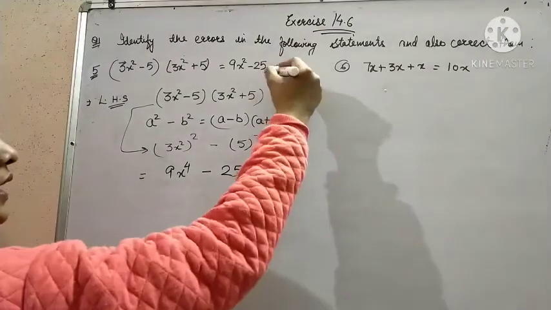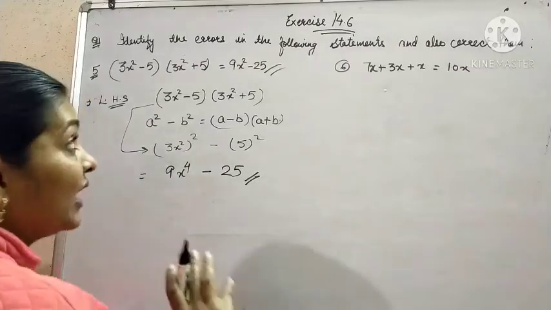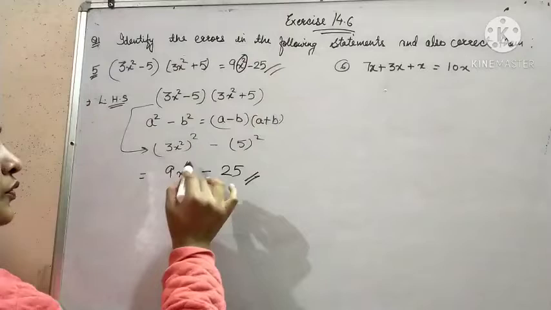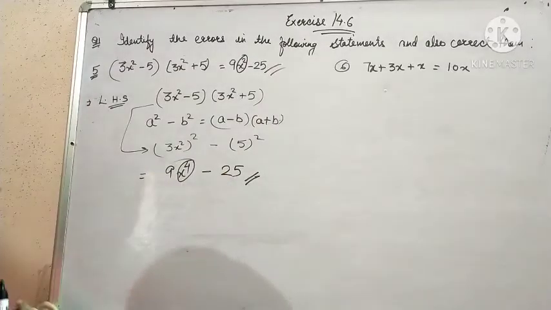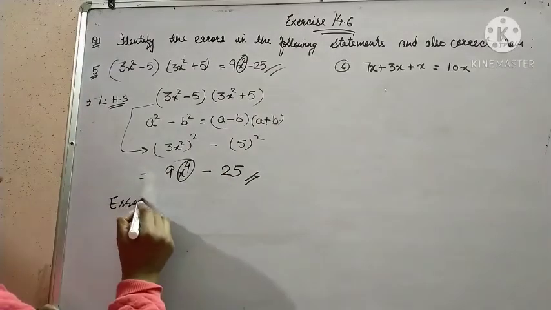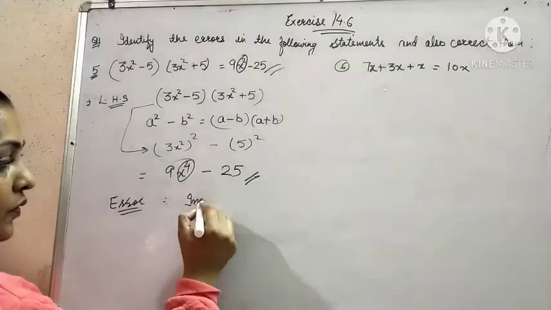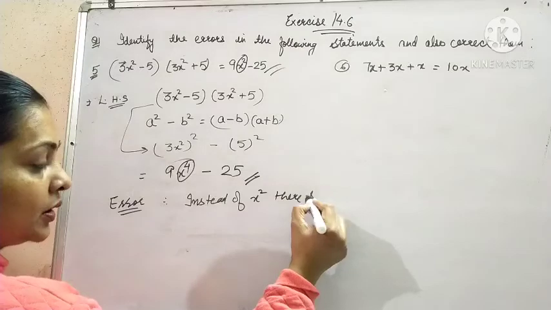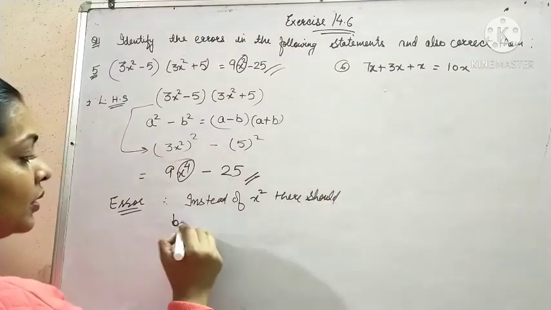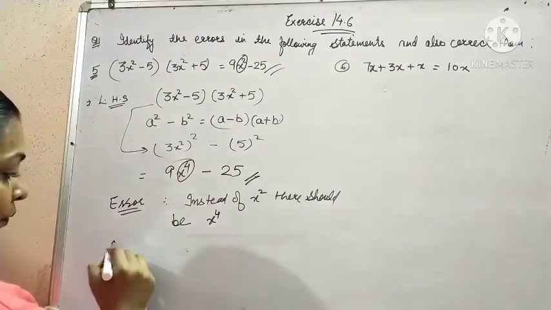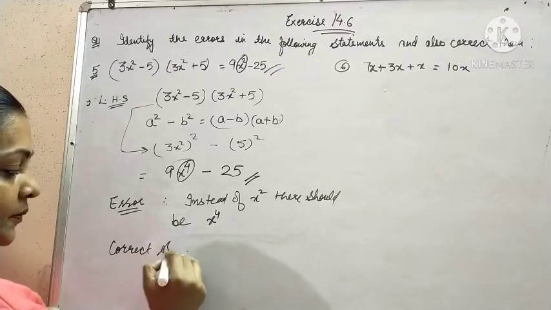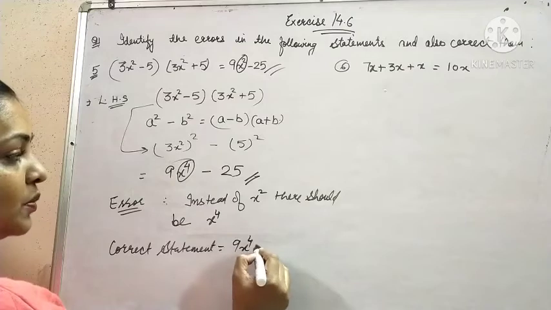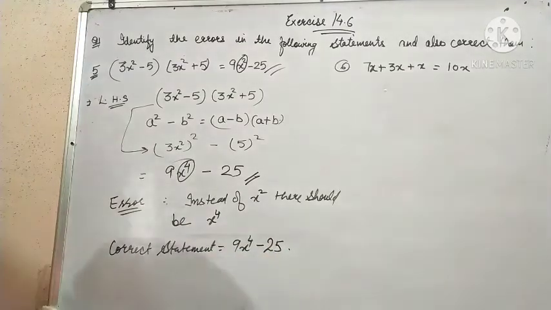Now compare this and this. At a glance, you could see that both are almost the same, only there is a difference in the power of x. So the error is, instead of x² there should be x⁴, and the correct statement is 9x⁴ − 25.